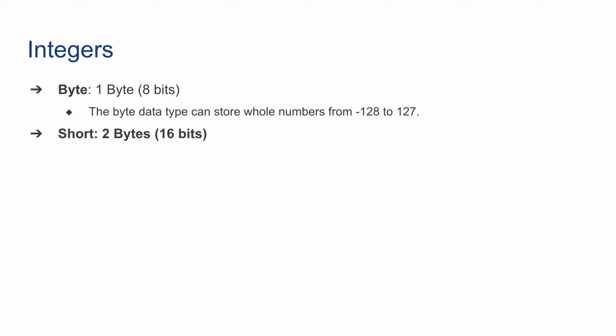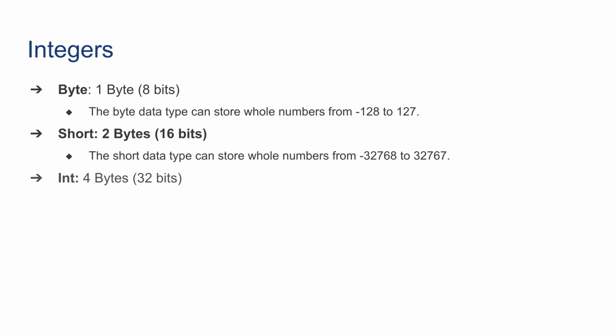The other one is short, which is 2 bytes, also 16 bits. And the short data type can store whole numbers from negative 32,000 to a little over positive 32,000.